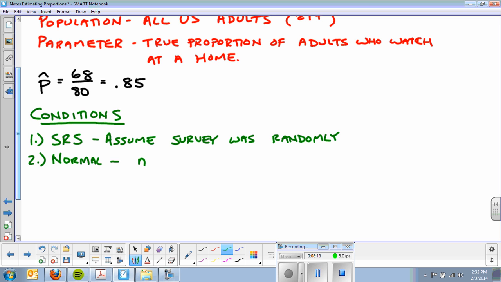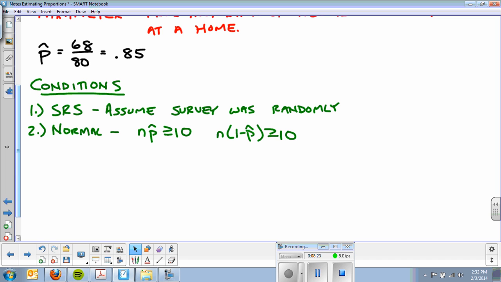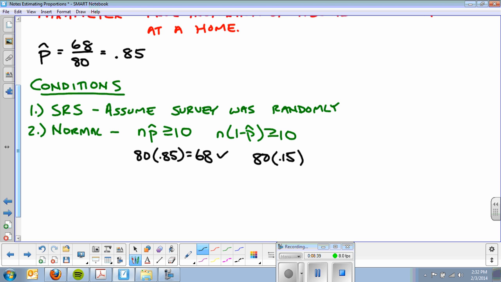We need to check normal. Pretty easy calculation. n p-hat greater than or equal to 10, and n times 1 minus p-hat greater than or equal to 10. Again, normally I would use p in this case, but because I don't have p, I have no choice. So out of 80 people, 85%, that equals 68, which is definitely over 10. And if I take 80 times 0.15, that's 1 minus p-hat, I get 12, and that's over 10. So that condition is met.